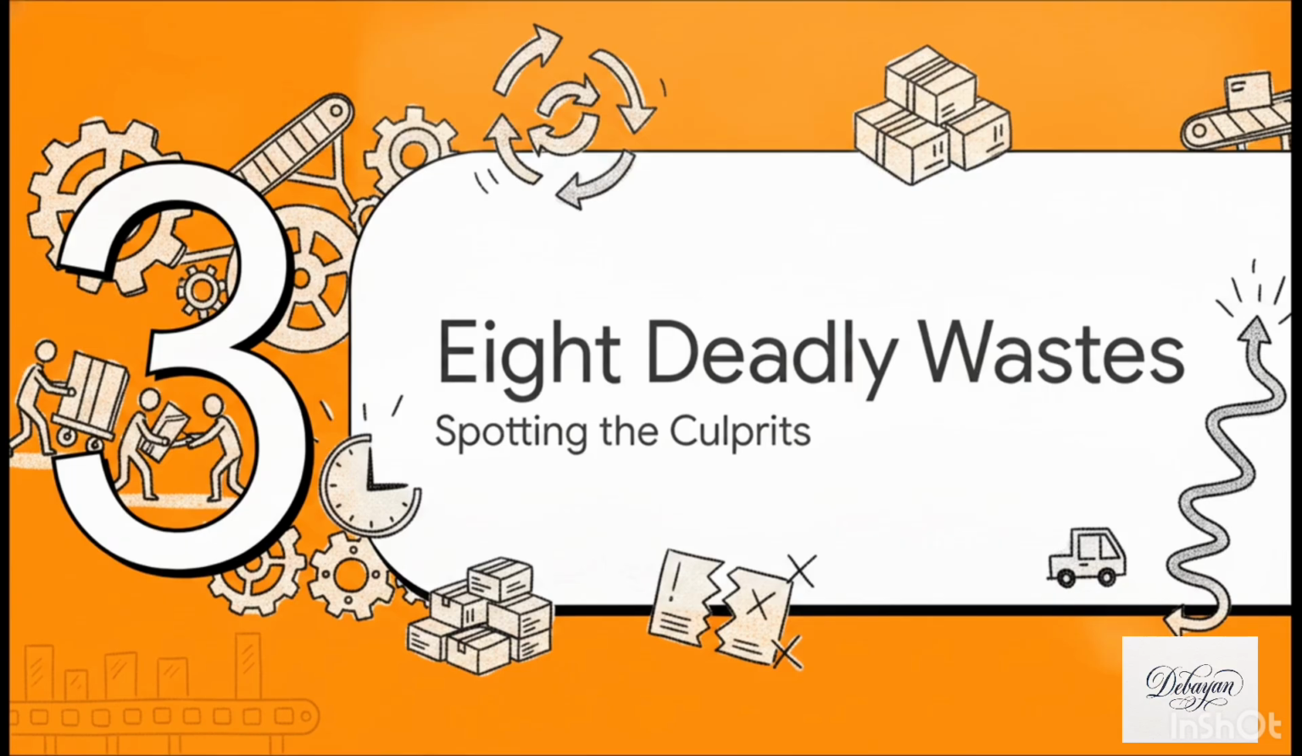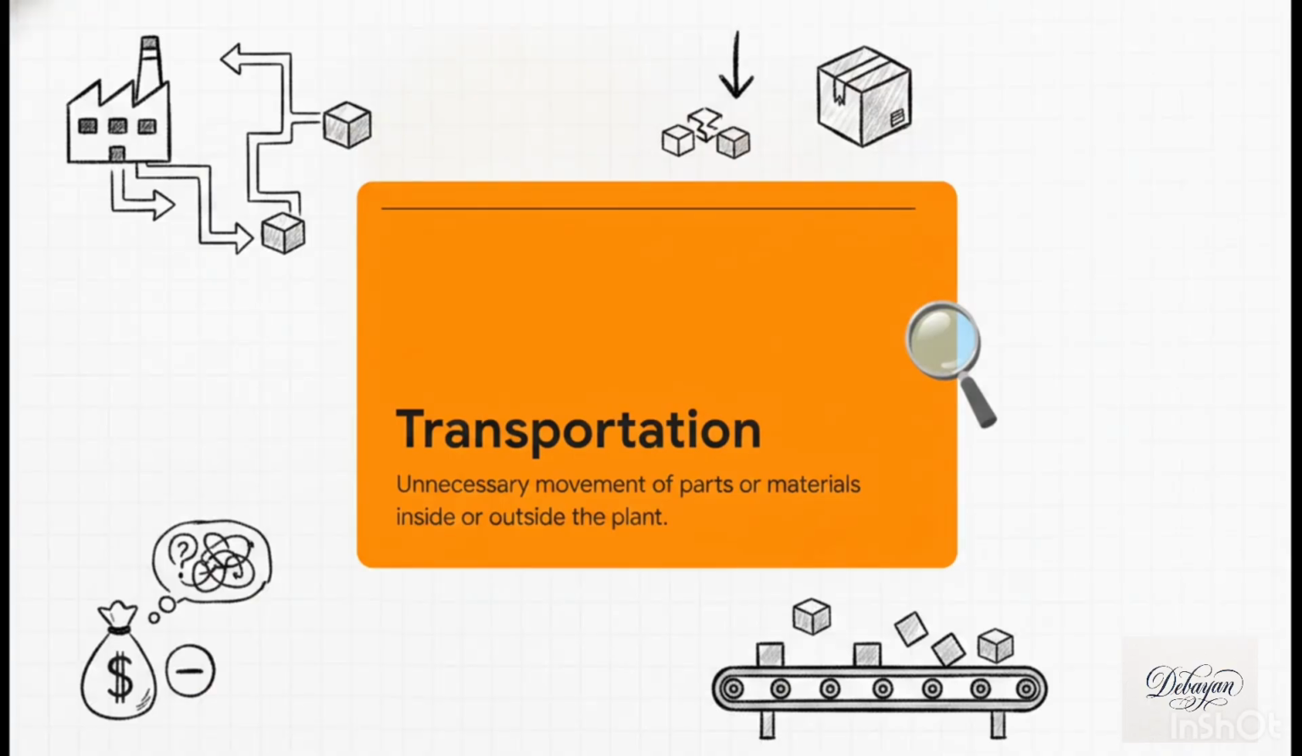Moving to Section 3, the 8 deadly wastes. Let's do a rapid-fire breakdown of each of these 8 profit killers so you can start spotting them on your own factory floor immediately. Our first waste is transportation.